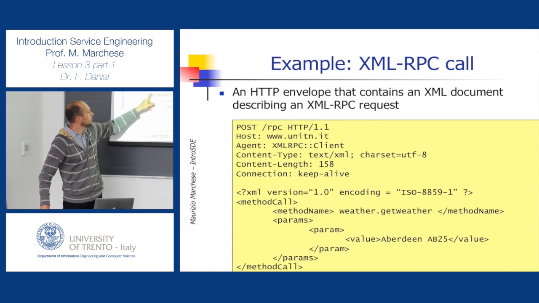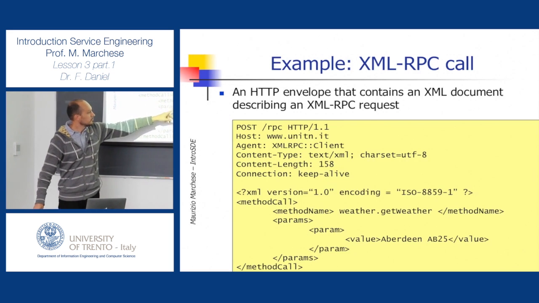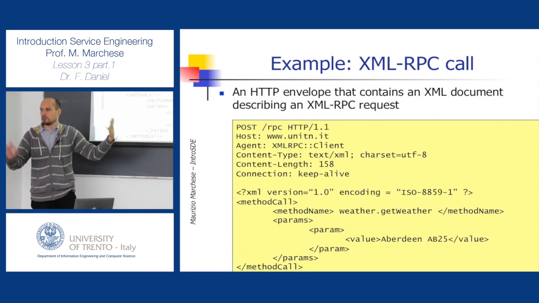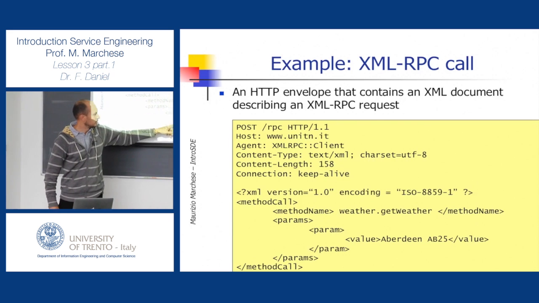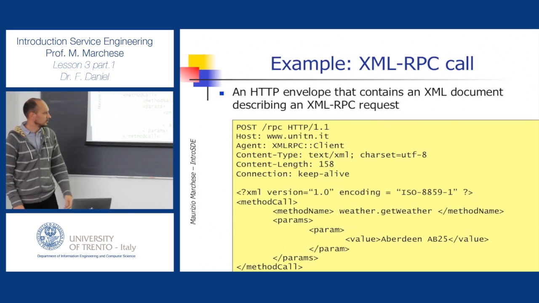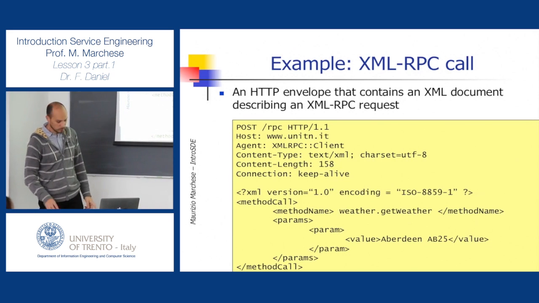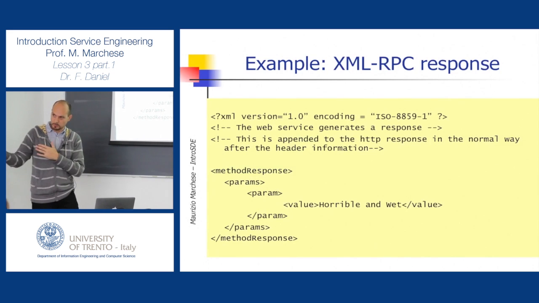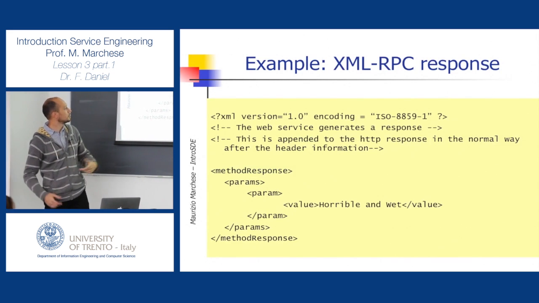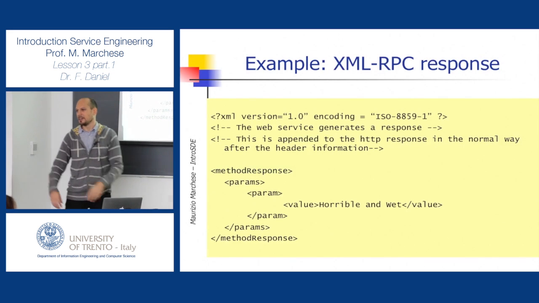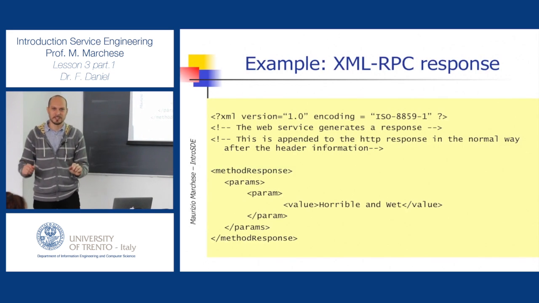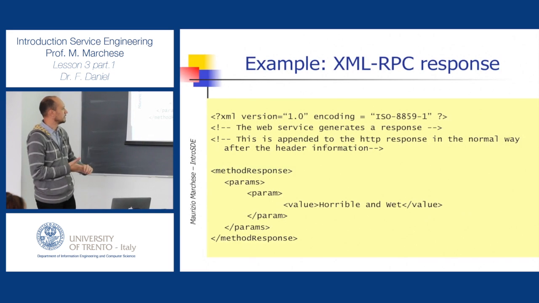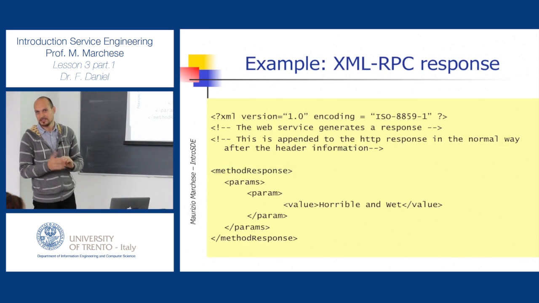In this case, it's really trivial. Method call, method name, weather.getWeather. It's really like the invocation of a method of an object. And then you also have parameters, Aberdeen as the city, for example, and what you get back, without doing anything on your own machine, since this is executed remotely, is horrible and wet. So Aberdeen in the UK, we don't have anybody from the UK here, so we can say it. It's quite likely that in Aberdeen it's really horrible and wet today, just like here.